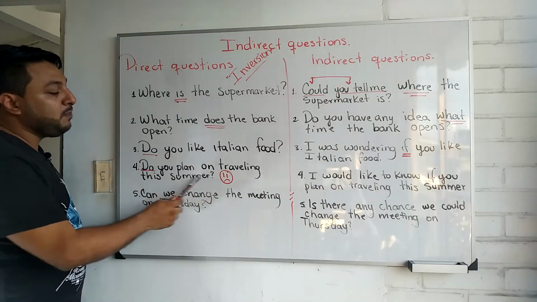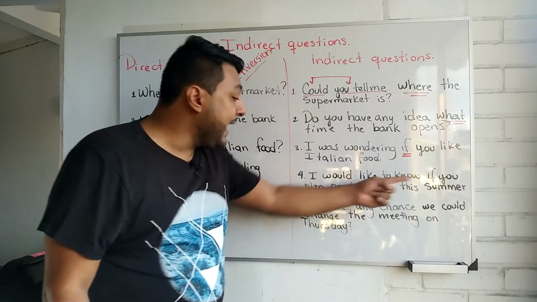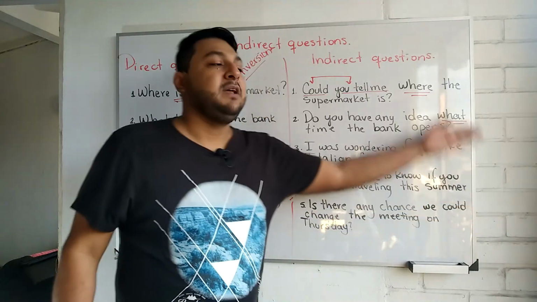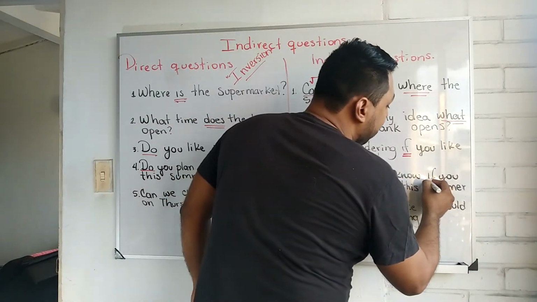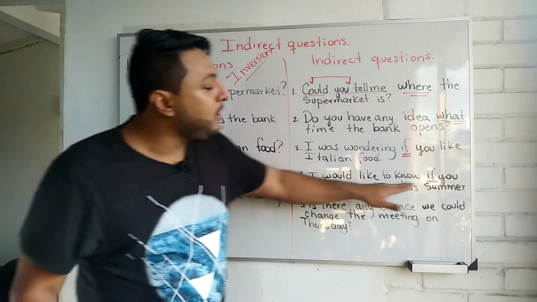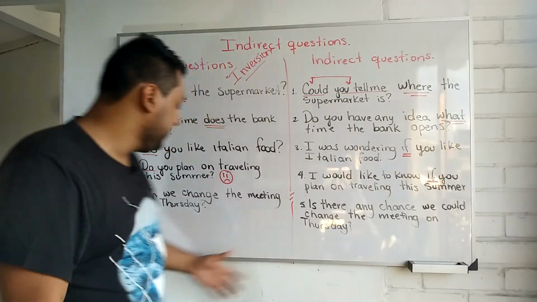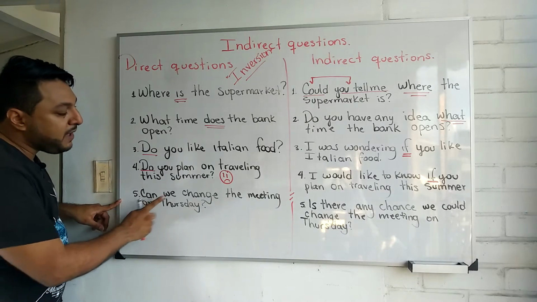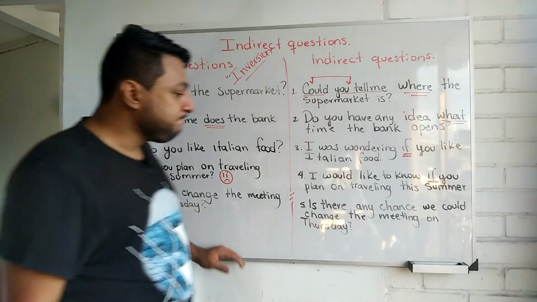Number four, do you plan on traveling this summer? I would like to know if you plan on traveling this summer. Again, the question is embedded. We use if as a connector, and we have a short phrase to make the question slightly more polite. And last but not least, here we have, look at this. Can we change the meeting on Thursday?